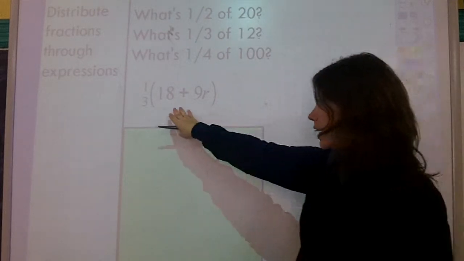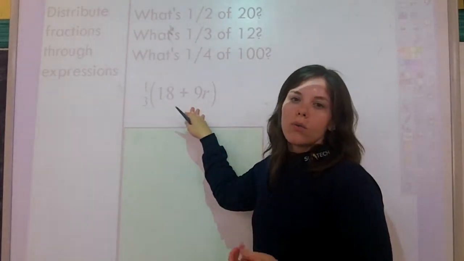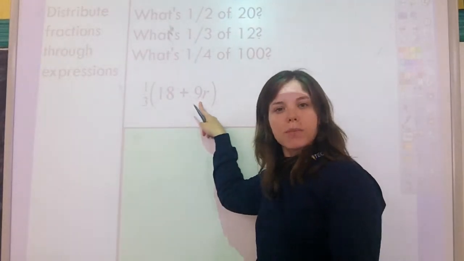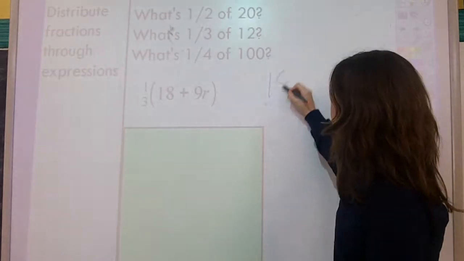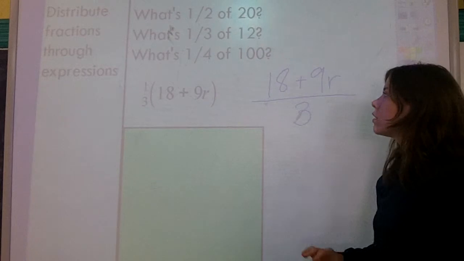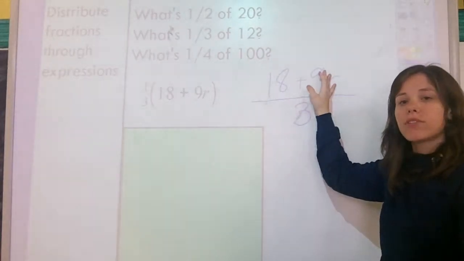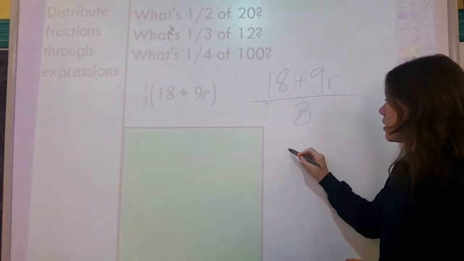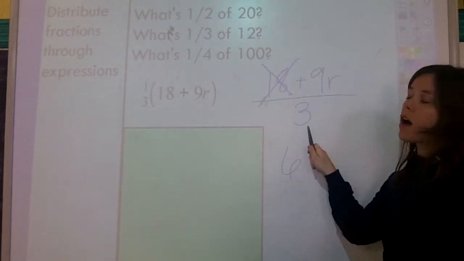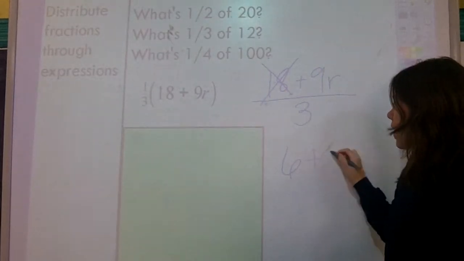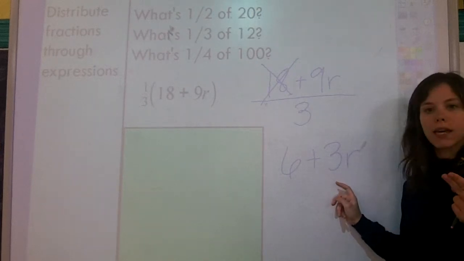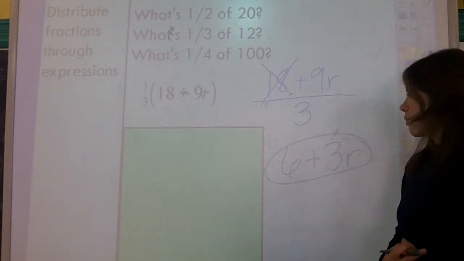1/3 times 18 plus 9r. Remember, instead of just trying to multiply my fraction out, I want you to think of this like a division problem. So let's rewrite it as a division problem. 18 plus 9r, all of it divided by 3. And now just divide your terms from left to right. 18 divided by 3 is 6. I'm going to cross it off so I know I've used it up. Positive 9r divided by 3 is positive 3r. I have a constant and I have a variable. I can't combine these, so that's it.